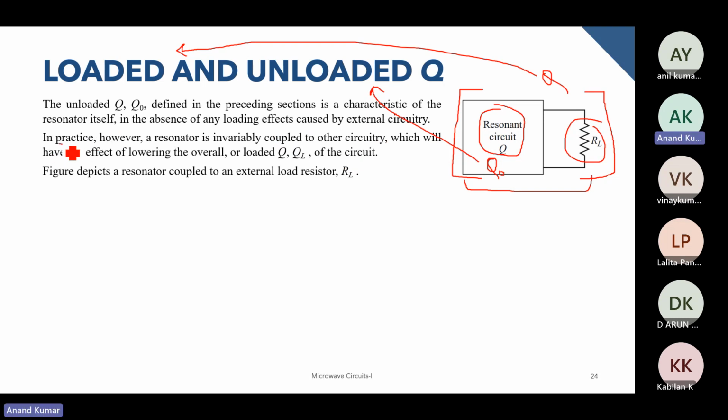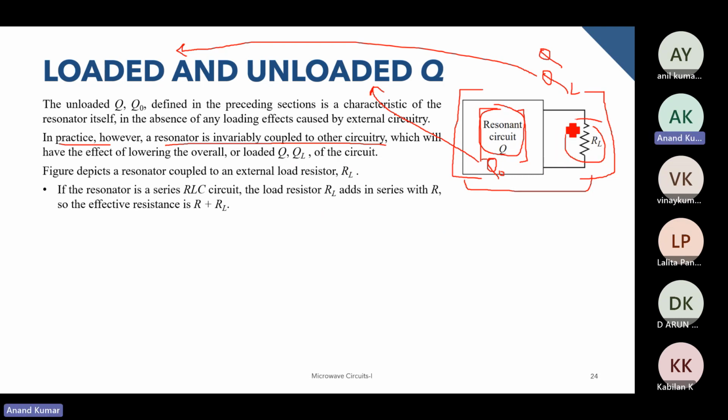Okay, so in practice, however, the resonant circuit is invariably coupled to other circuitry. You cannot just have the resonant circuit. You will end up having this resonant circuit connected to other parts and components of the circuit, and those will eventually affect the quality factor of your resonant circuit. So that is the loaded Q. Loaded Q is denoted by QL or just plain Q.